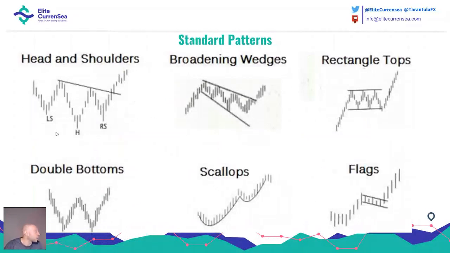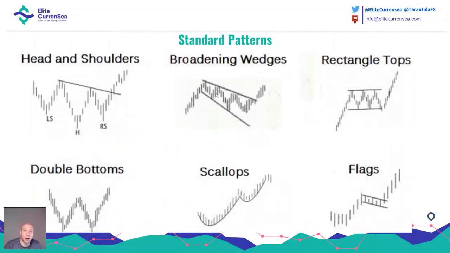So these are patterns that you will usually see in forex trading. Head and shoulders, broadening wedges, rectangle tops and bottoms. Usually those are accumulation patterns. Double bottom, scallops, flags. Okay. Now, head and shoulders and inverted head and shoulders are breakout patterns, and those are distributional patterns.